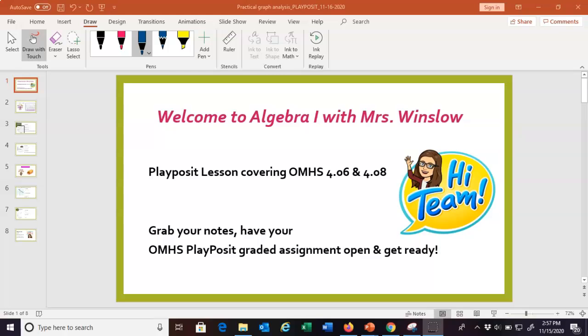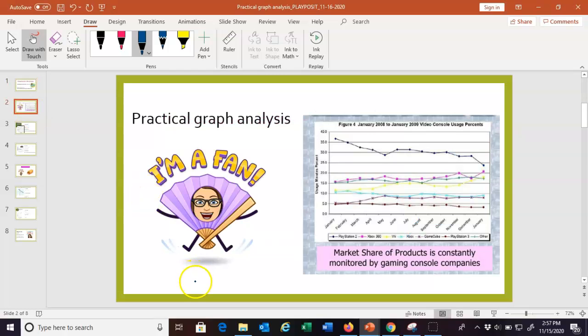We're going to be covering 4.06 and 4.08 in your OMHS. So go ahead and grab your notes, have that graded assignment open, and let's get going. We're going to be talking about practical graph analysis. So if there's nothing more that math is useful for, it's definitely analyzing graphs. And we're going to try to put mathematical graphs to real world applications.